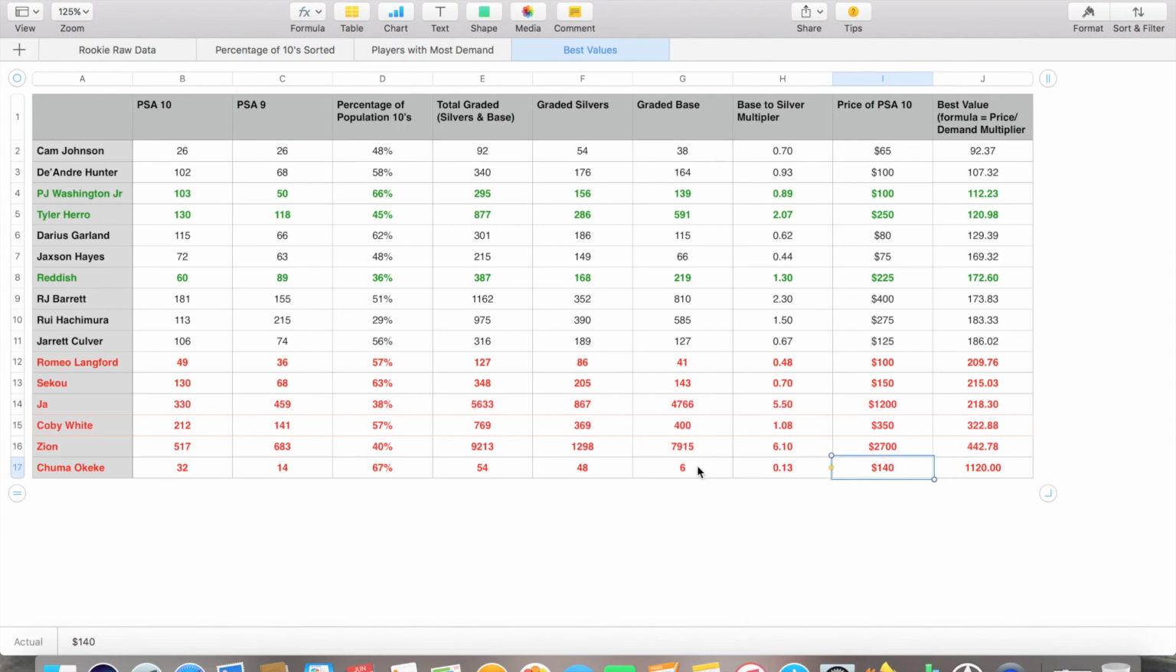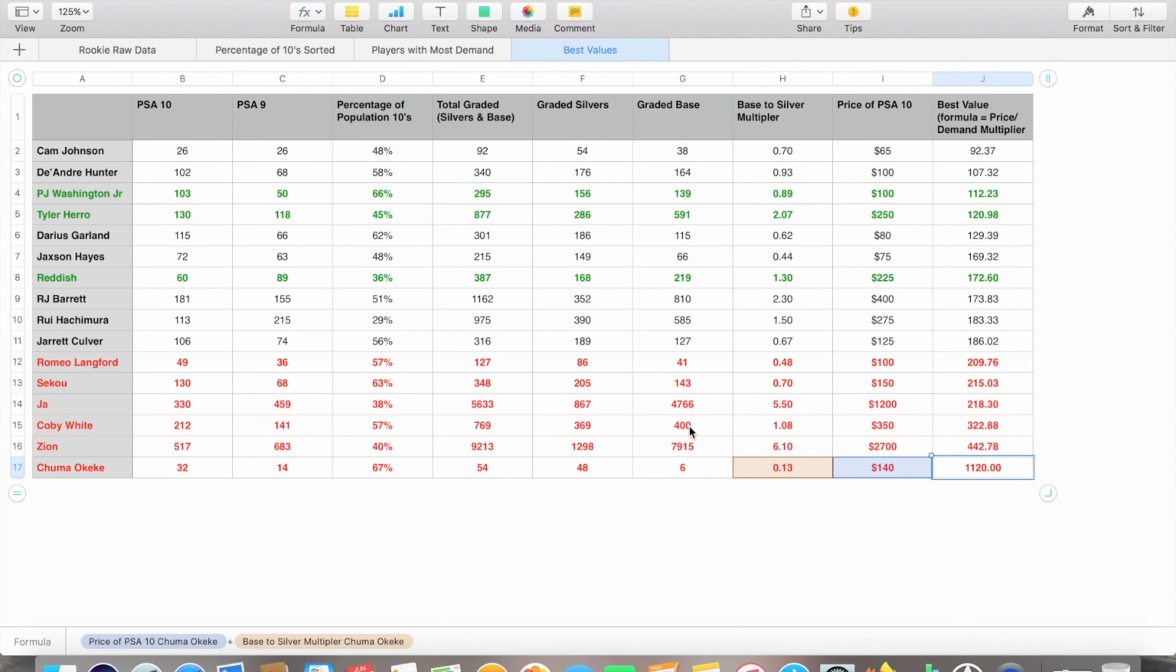And he has hardly any graded base out there, which is telling me that not a lot of people are really going for the demand game on him. People are not really expecting there to be a ton of demand, but still enough demand for the silvers to grade them and get them to market. So Chuma's got a sky-high premium on him right now. And we also see that same thing with Kobe White, that $350 PSA 10.